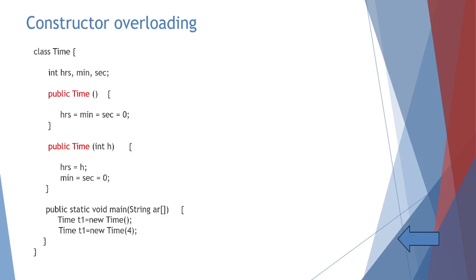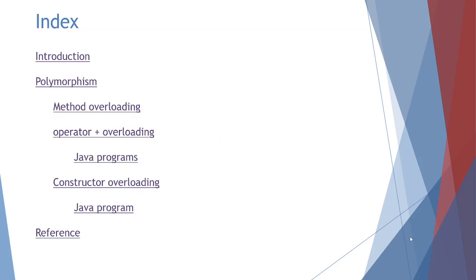Now look at this public static void main. Time t1, we are creating an object. t1 is equal to new Time. Calling which particular constructor? Default constructor. Now Time t1 is equal to new Time 4 means it is calling the second constructor, that is the parameterized constructor. We can have more constructors also.